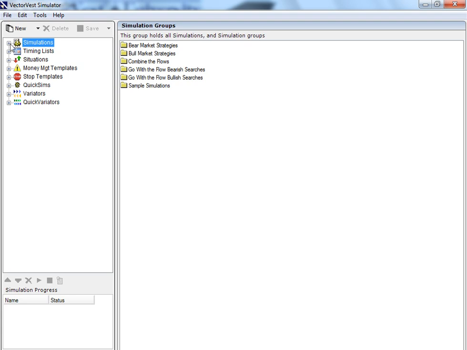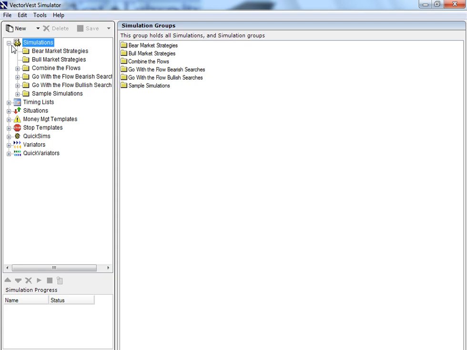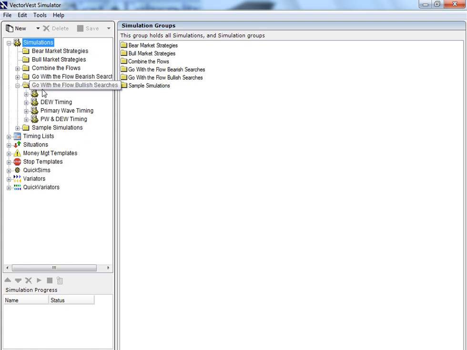And so I created a simulation. If I click on the little plus symbol, the first thing I created was a Go with the Flow simulation for the bullish signals and a Go with the Flow for the bearish signals. Within each of those, then, I created a simulation for each of our 4 major timing signals.